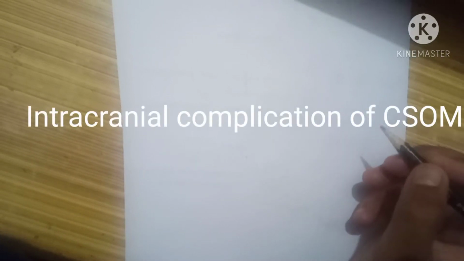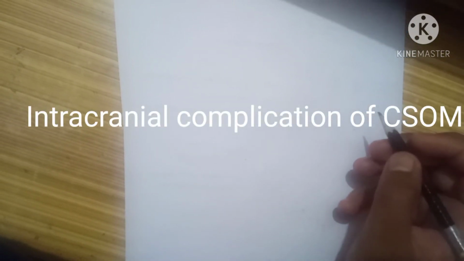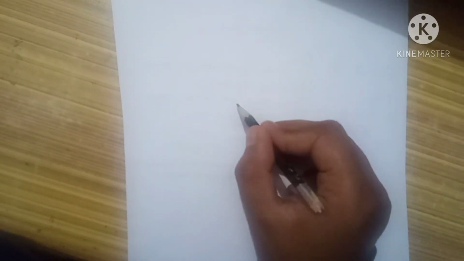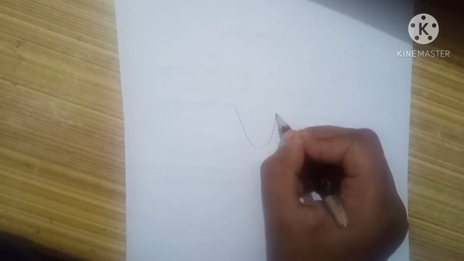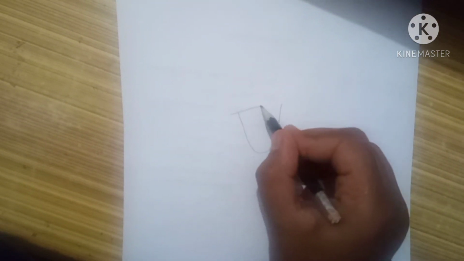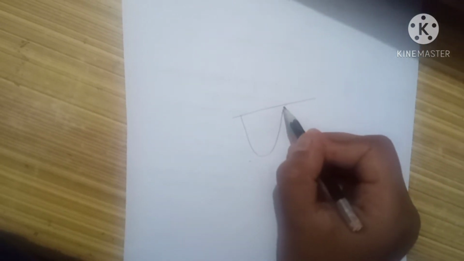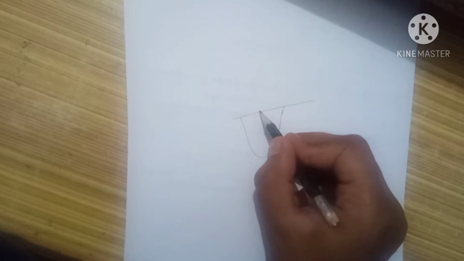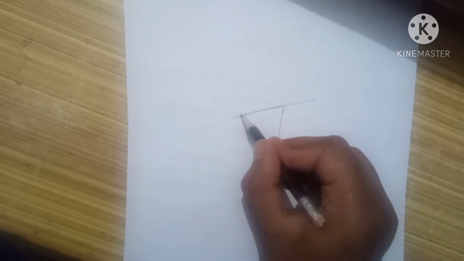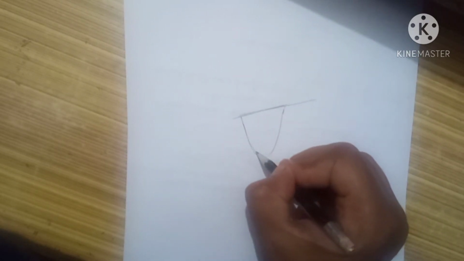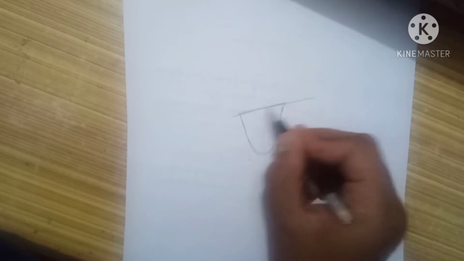Hello everyone. So today's topic is intracranial complications of CSOM. We will start by drawing a diagram. This is our mastoid and this is the roof of the mastoid. The other name for the roof of the mastoid is tegmen antri. So this is our tegmen antri, the roof of the mastoid, and this is our mastoid cavity.